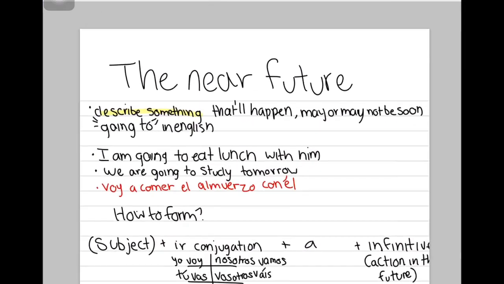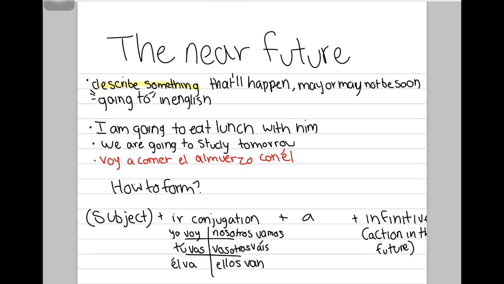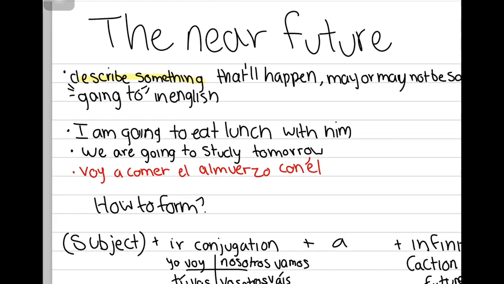So, to start, what is the near future tense? It's used to describe something that will happen in the future. And like the name says, it could happen soon, but it doesn't have to happen soon. For example, it can happen tomorrow, or you can talk about something that's going to happen in 10 years. So basically, it's just a more simple and basic way of using the future tense without using the harder conjugations. So it's good for beginners.